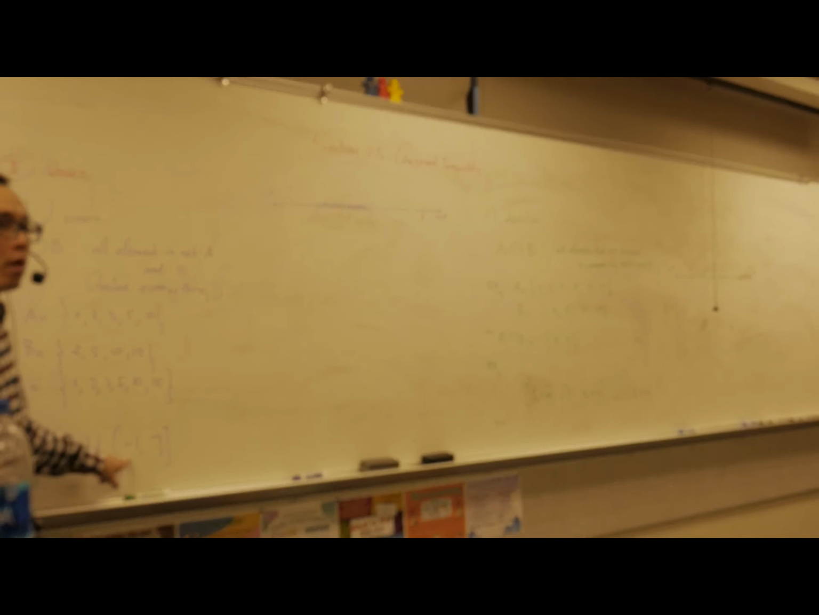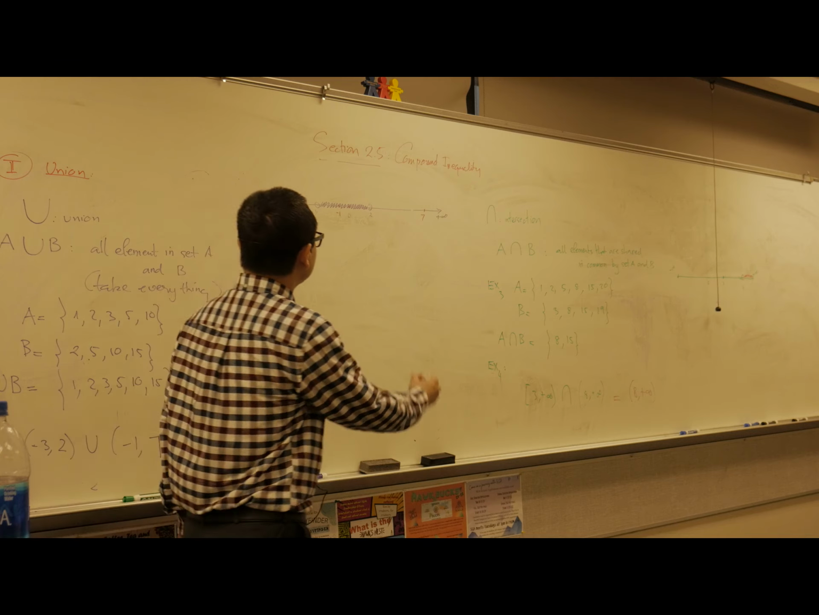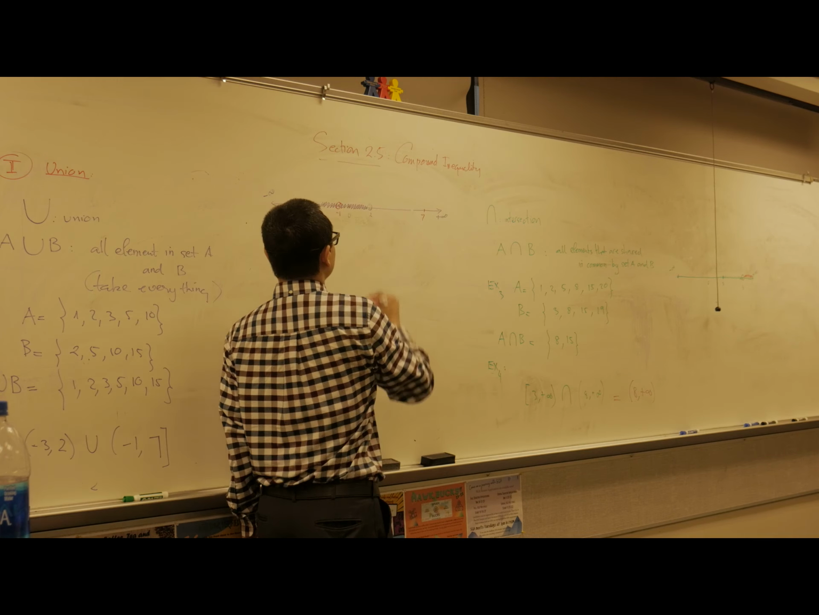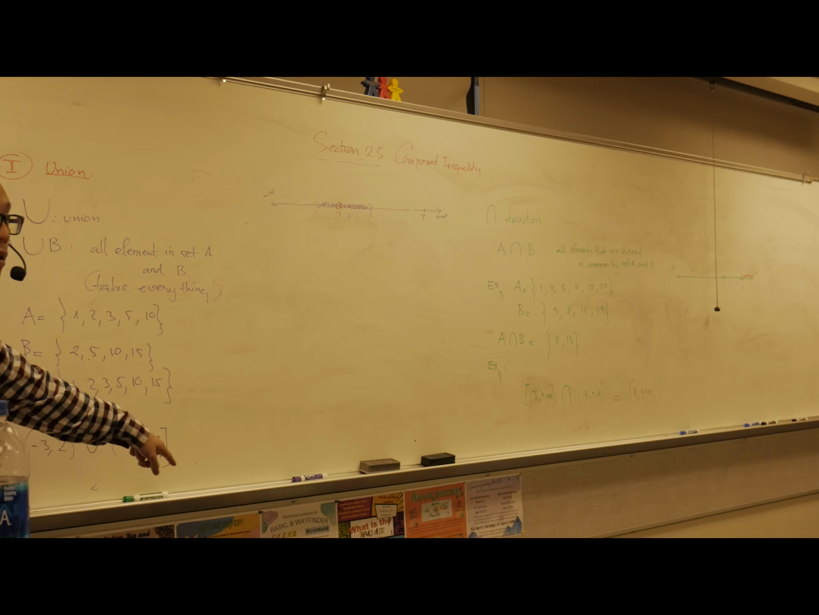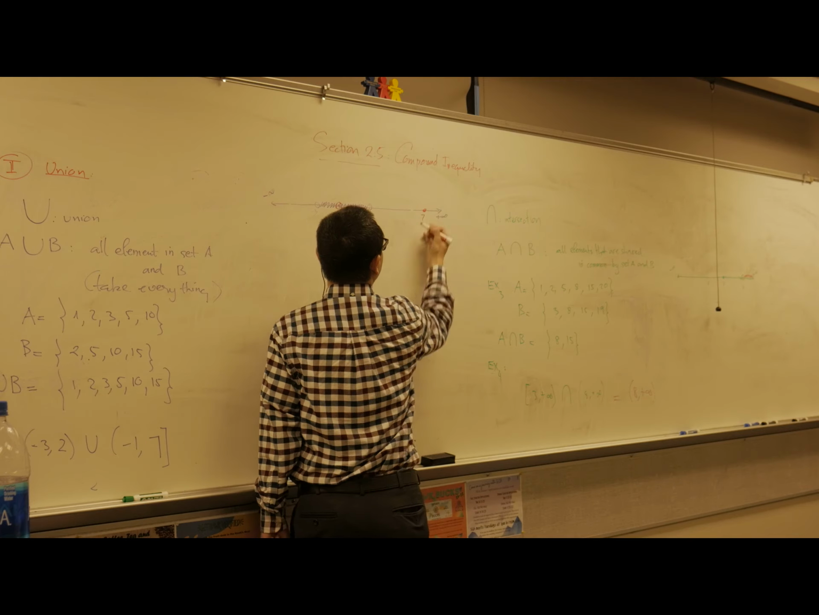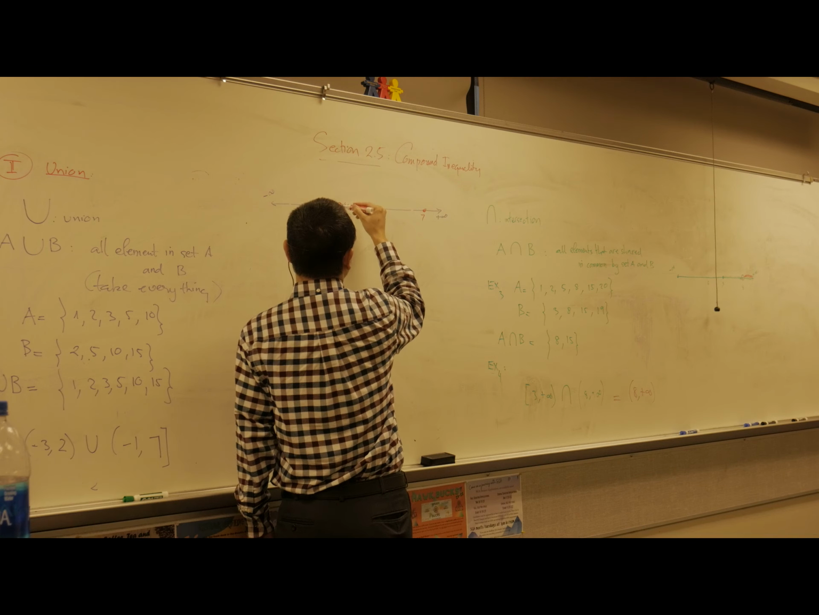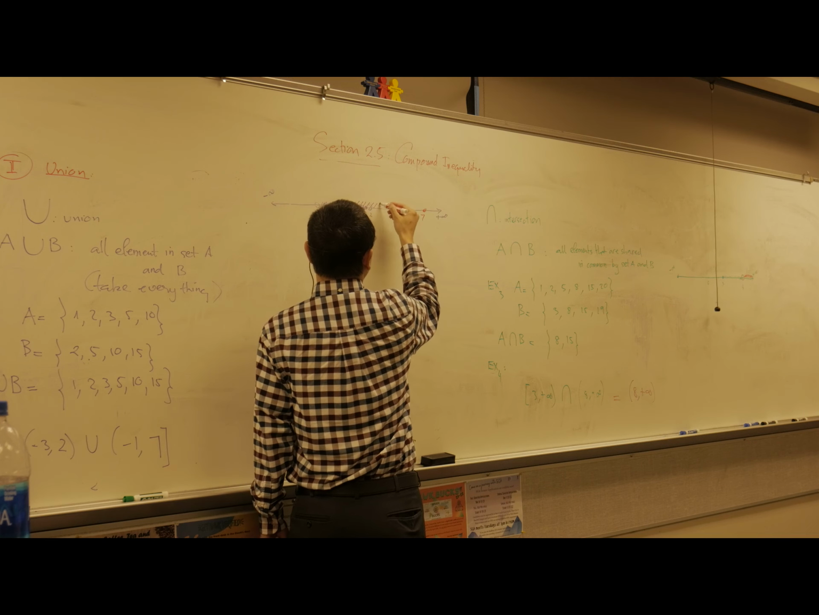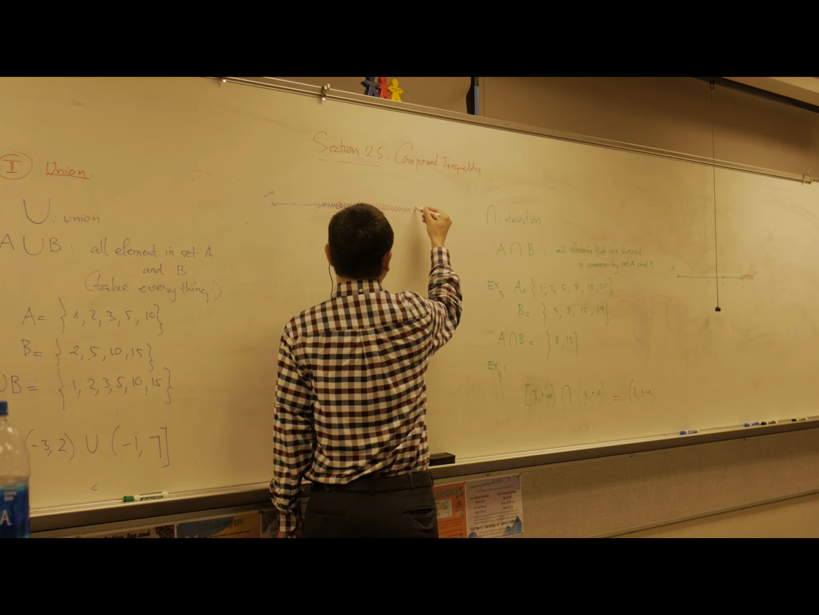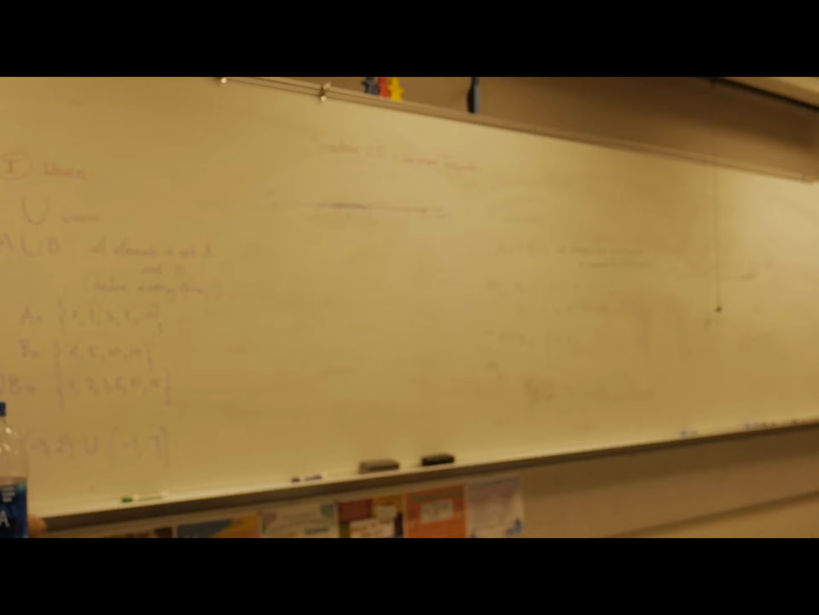And at -1, we don't want to include it, so I'm going to put the open circle, right? And at 7, we include it, so I make a dot right there because we want to include it. Now I'm just going to go ahead and shade it.